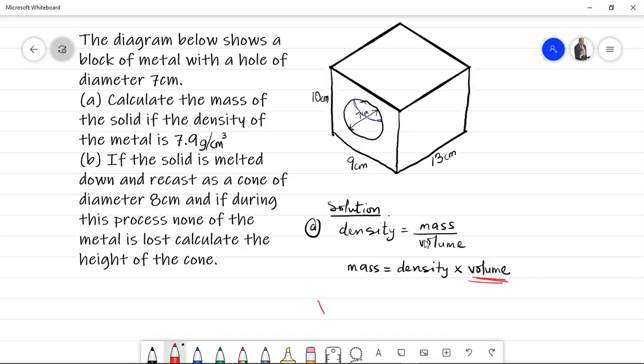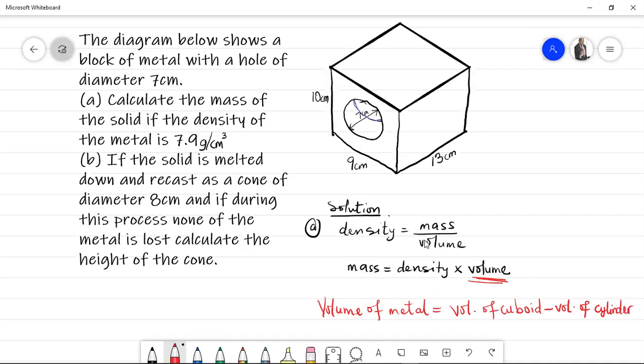what we're going to have is the fact that the volume of metal is going to be equal to the volume, for short VOL, of the cuboid, because we have the shape to be a cuboid based on the dimensions, minus the volume of the hole inside it. And the hole inside it forms a solid shape that you know as a cylinder.